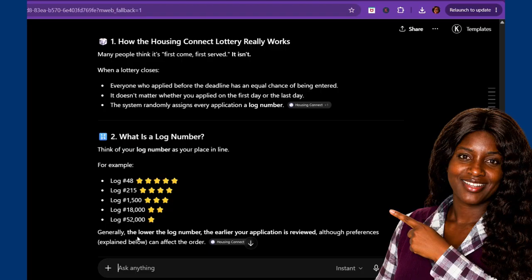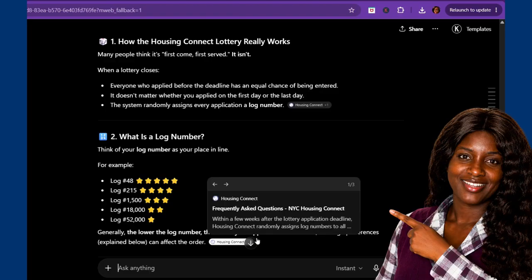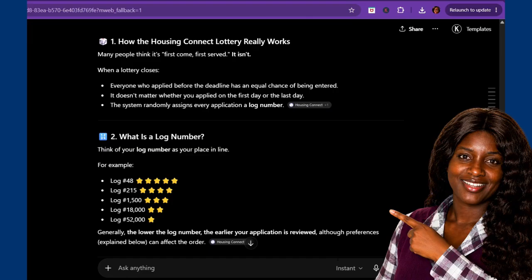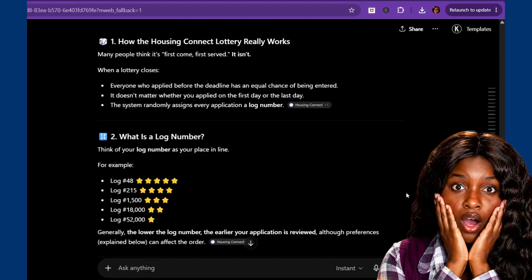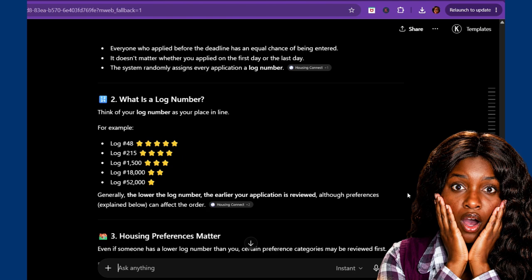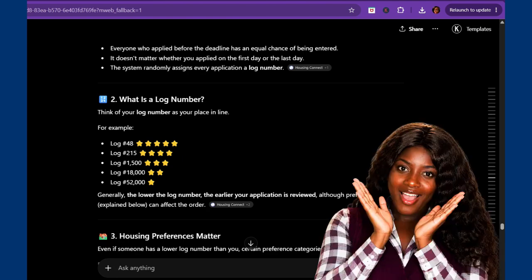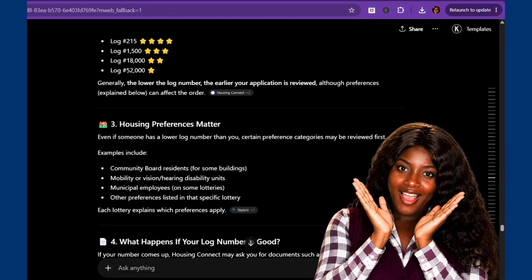Generally, the lower the log number, the earlier your application is reviewed, although preferences explained below can affect the order. So the lower the log number, the better the chances are. But I was told sometimes you can have a high log number and get called before a person with a lower log number. So I think it just depends on each development at Housing Connect. So it depends. Let's just keep it moving.